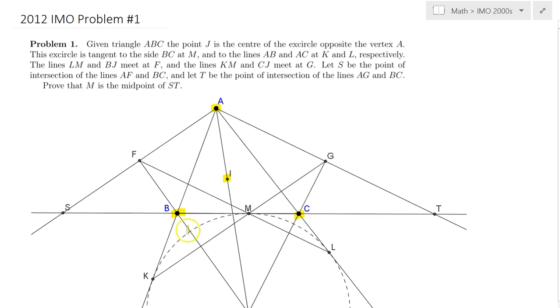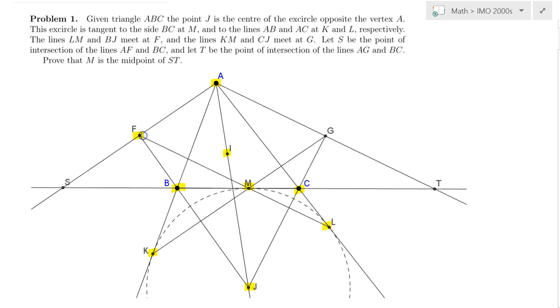In addition, we are told that the excircle meets the three sides of our triangle at points M, K, and L. Finally, we connect LM and BJ, and we let them intersect at a point F. Similarly, we connect KM and JC, and they intersect at point G. Lastly, connecting AF, let it intersect BC at the point S, as well as connecting AG, let it intersect BC at the point T. We are to show that SM is equal to MT, namely that M is actually the midpoint of ST.